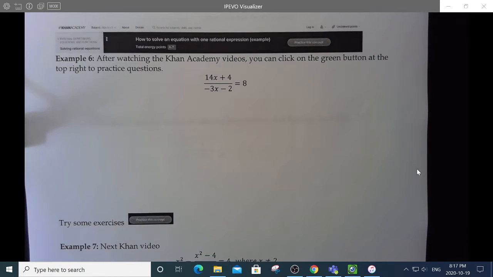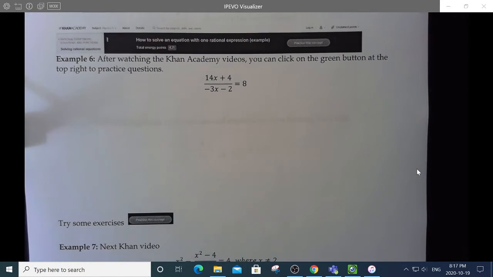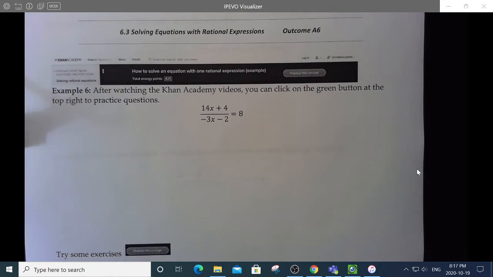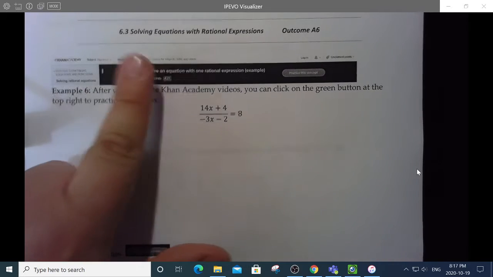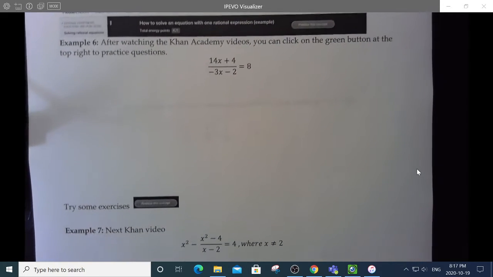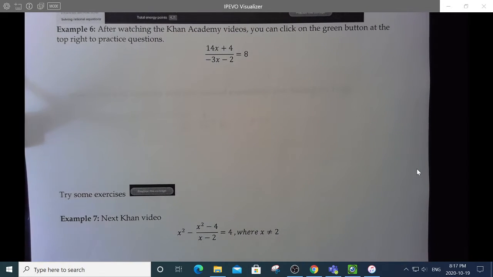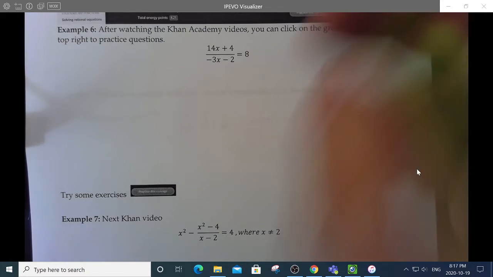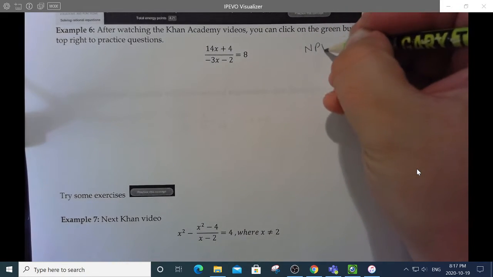Here again is one of the places where they wanted you to watch a Khan Academy video to learn how to actually, we're moving now into what's called solving equations with rational expressions. And this is actually the 6.3 part of the chapter. And, okay, so what do we do with this thing? Well, first things first is I'm going to find my non-permissible values. So what are my non-permissible values?